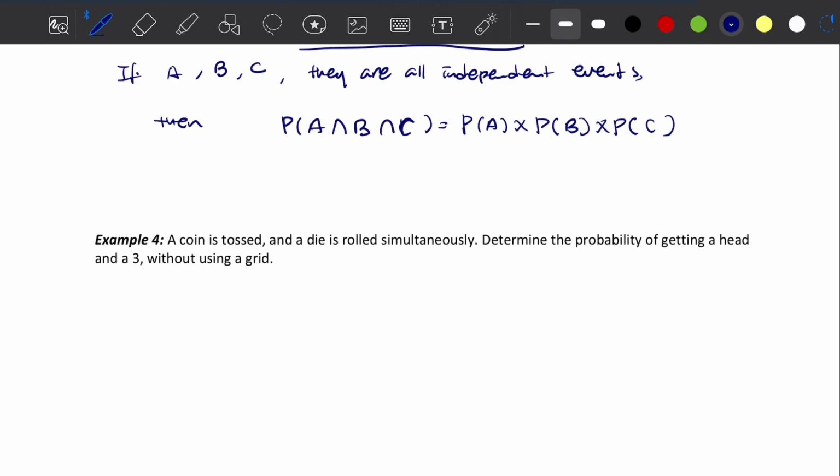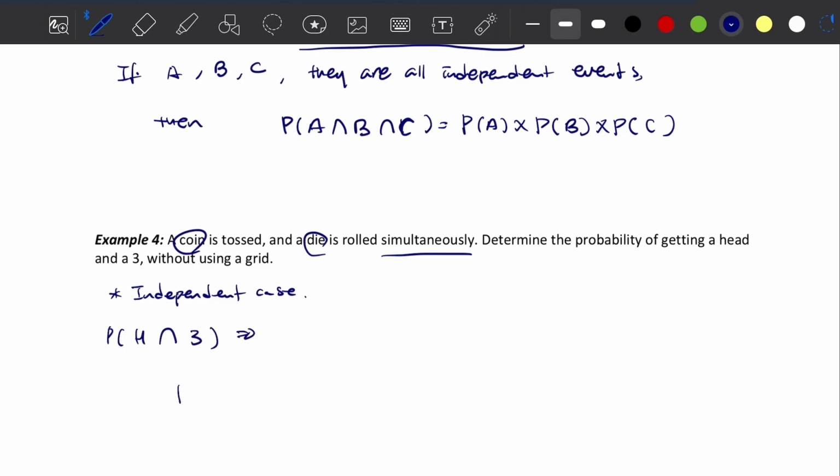So we have a coin and a die, and they have been tossed and rolled simultaneously. We need to determine the probability of getting a head and a 3 without using a grid. So this coin and die, these events do not affect each other at all, right? And they're happening simultaneously. That means this is an independent case. So we need to find the probability where head is intersecting the 3, right?